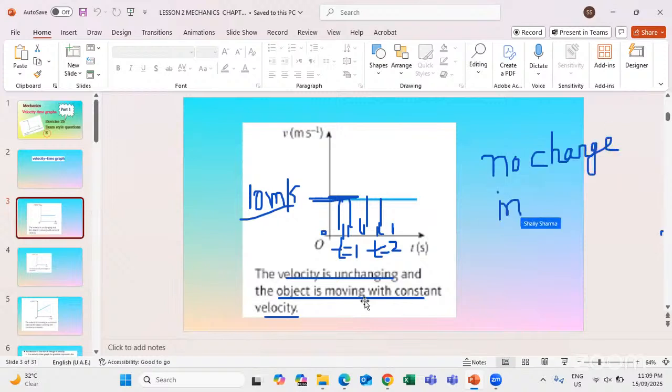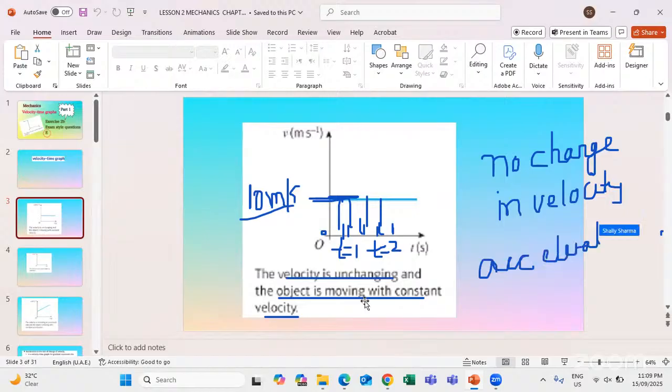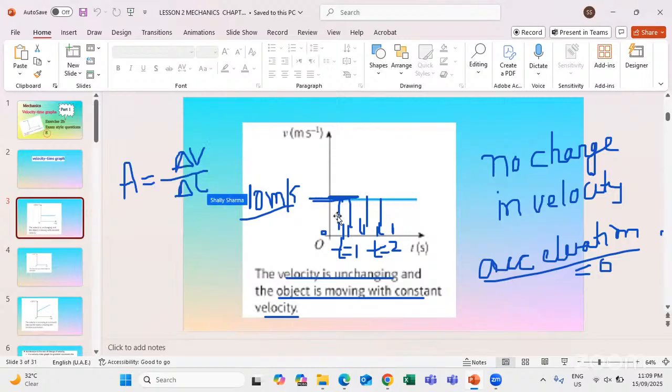And when there is no change in the velocity, that means the new term acceleration will be zero. Why? Because acceleration is the change in velocity with respect to time. Acceleration is change in the velocity over change in time. This delta, this triangle sign, shows the change. Here time is changing, but there is no change in the velocity. It is zero, so acceleration will come out as zero.